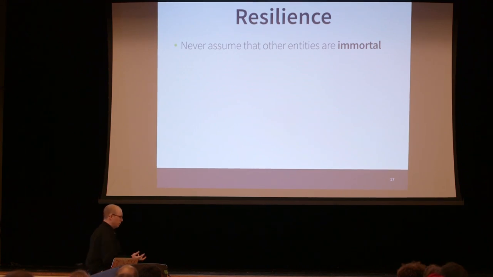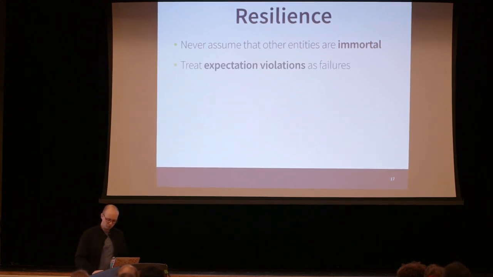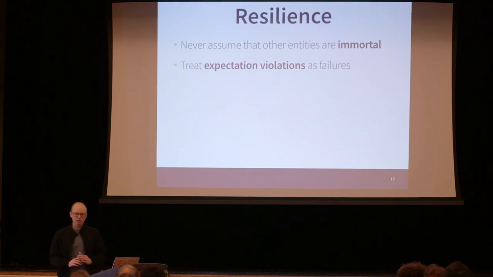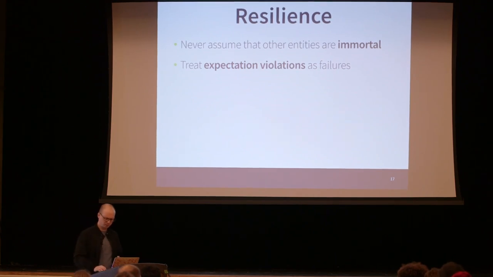So for resilience, we can never assume that some other entity in this physical world is immortal, right? That doesn't work. Things come and go, machines come and go. And I think we need to treat expectation violations as failures. Because if we don't know that something disappeared, then at some point we'll think that something is wrong, and we need to treat that as a failure.